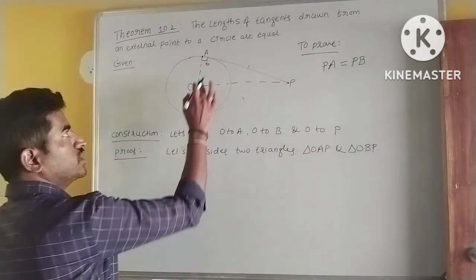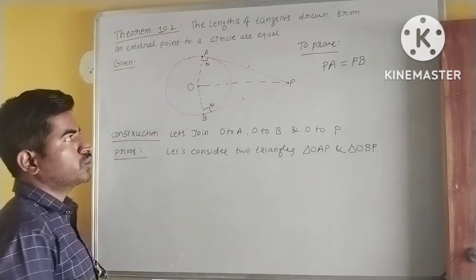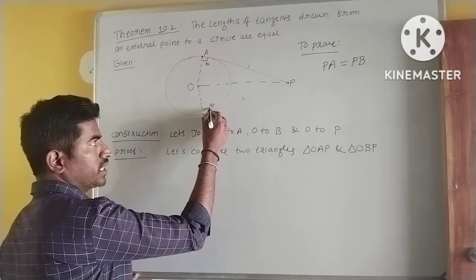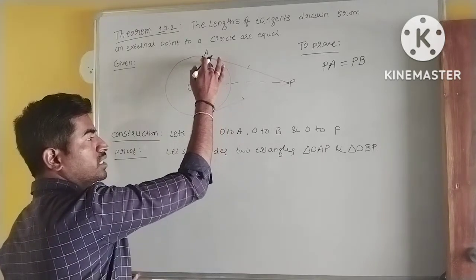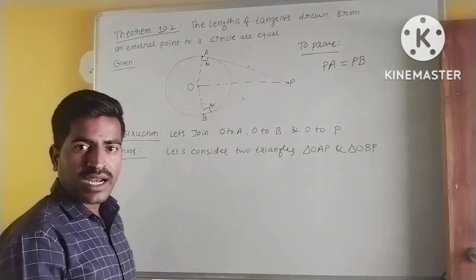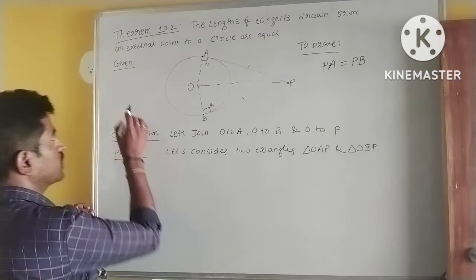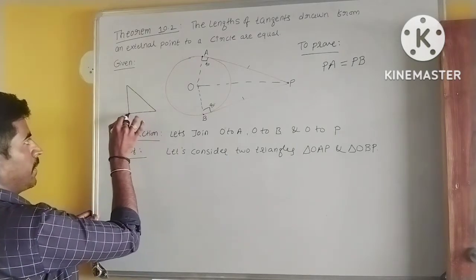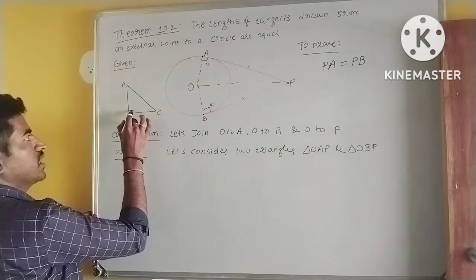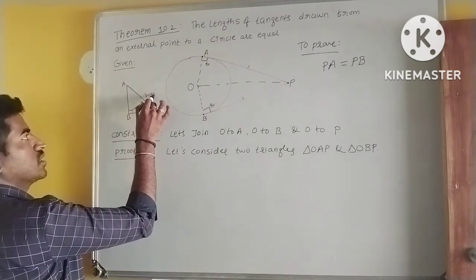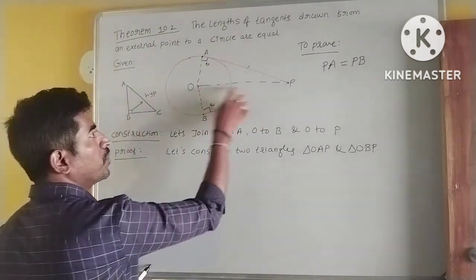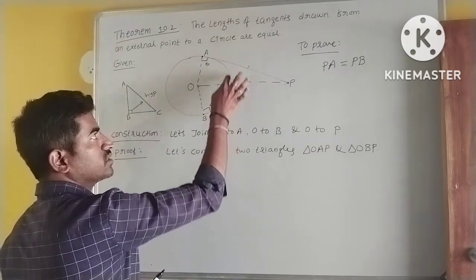Okay, we know that it is 90 degree. So by using RHS we can prove this. How? Because one angle is already 90 degree, in this triangle also 90 degree, and in this triangle also 90 degree, and opposite to right angle is always a hypotenuse. For example, if this is a triangle ABC and if I consider 90 degree here, its opposite side is hypotenuse. We already know that hypotenuse is a common side, right? OP side is common to both the triangles.